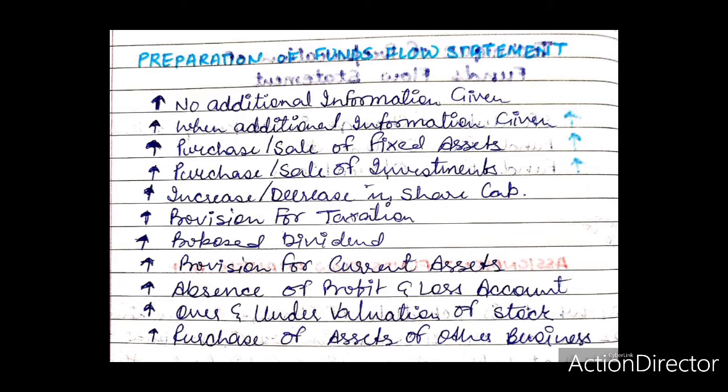In case balance sheets for two dates, the P&L account for the year, and some additional information are provided, the following steps should be taken to prepare the funds flow statement. First step: prepare a schedule of working capital changes from the current assets and current liabilities shown in the respective balance sheets. This will result in either an increase or decrease in net working capital.